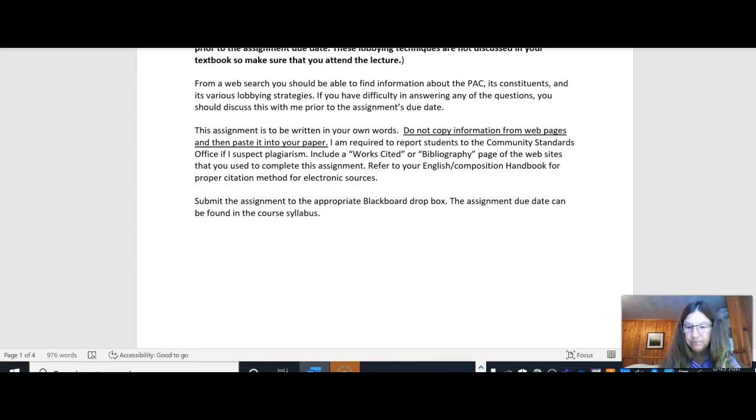you. Do not copy information from web pages and paste them into your paper. I will be looking for examples of plagiarism. Make sure that you're putting the information in your own words. And the other thing is you need to correctly use a citation method. And you can go to Purdue's OWL for instructions if you're not very good at it.